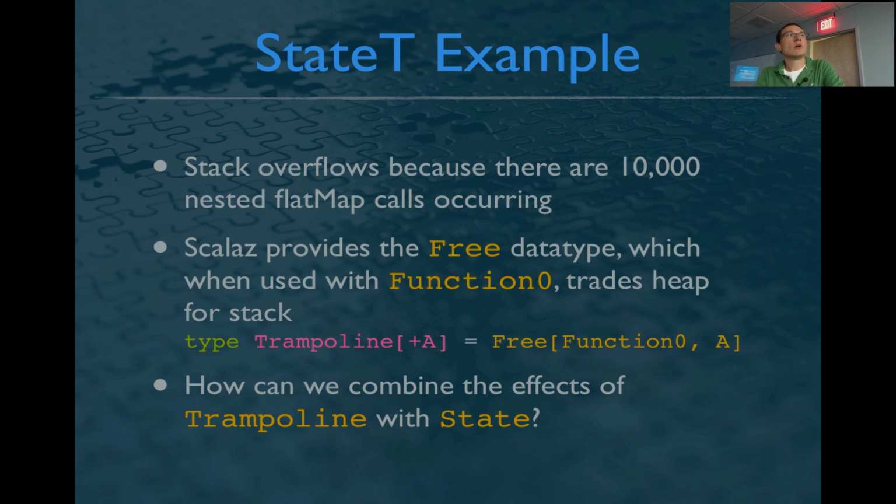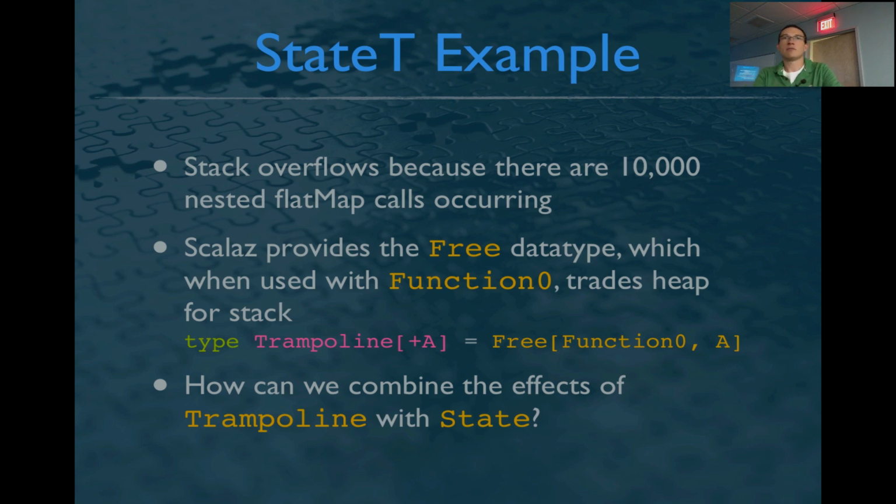But anyway, the net effect of this is that with Trampoline, or with Free fixed on Function0, it can do monadic recursion or monadic binds without stack usage. Or you only need enough stack to do one bind effectively, and you keep trampolining out of the bind internally, rather than all these nested flat maps.